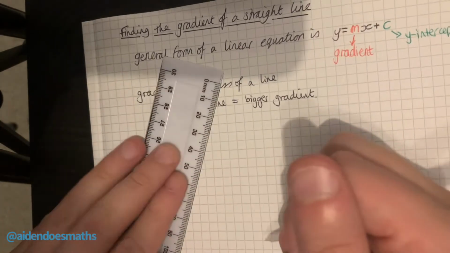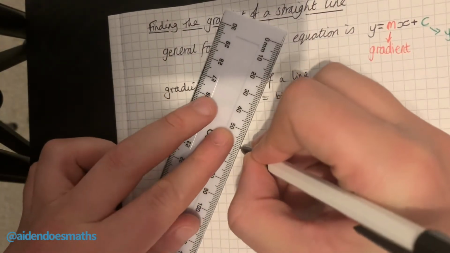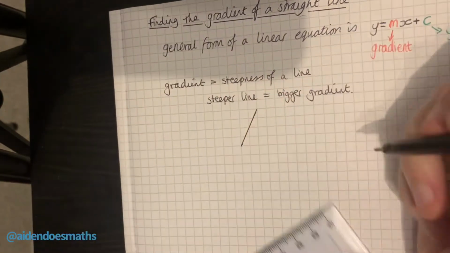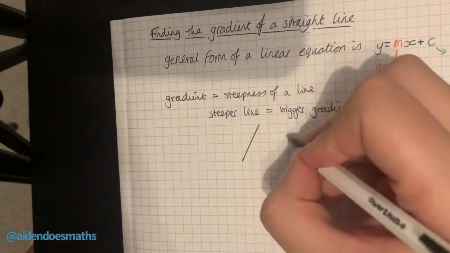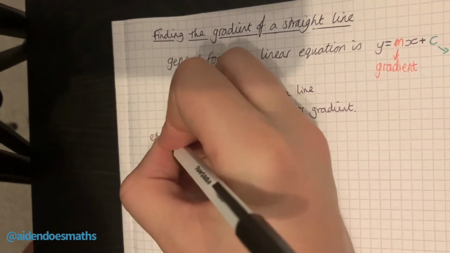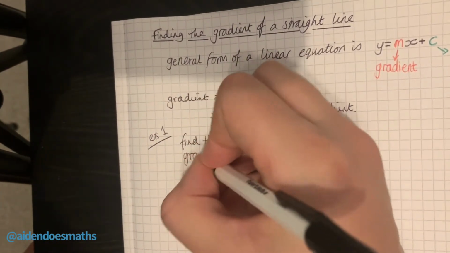So if we have a look, this line isn't on the coordinate grid, but we should be able to work out a gradient here. So here's a line, we're going to find the gradient. So example 1, find the gradient.